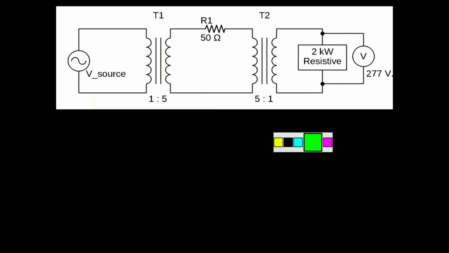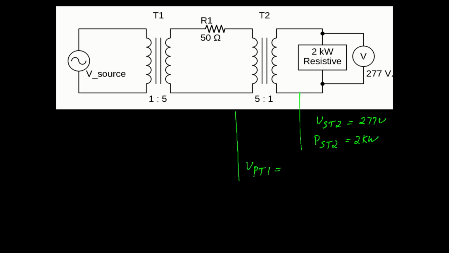To work this particular problem, we start on the right side and we make a few statements. We know that the voltage on the secondary is 277 volts. We know that the power on the secondary of T2 is 2 kW. We then move one step to the left and we see that the voltage on the primary of T2 is 277 times 5. One way to look at this is to say you have a low voltage side and a high voltage side. So the 277 volts is on the low voltage side, and then we multiply that by 5 to get the high voltage, which is 1,385. In the ideal transformer, power in is equal to power out, so we can just carry our 2 kW across the transformer, which brings us now to the secondary of T1.